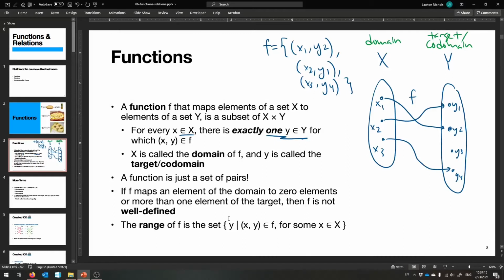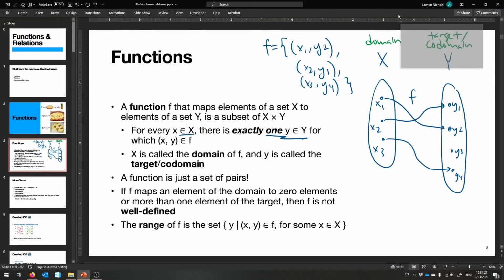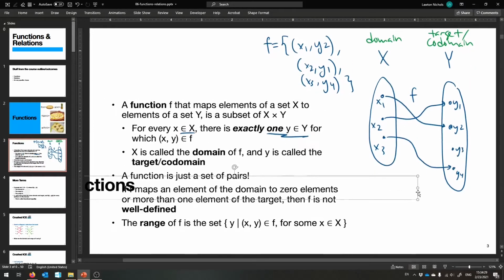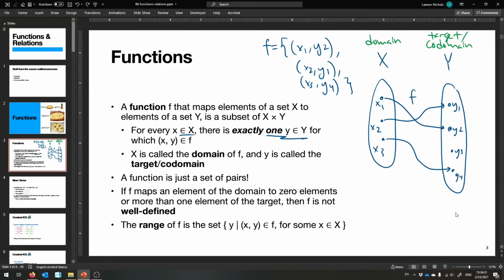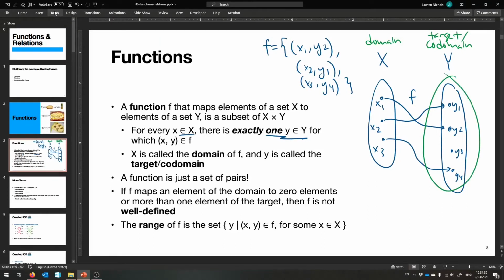All right. So the range of f is the set of all y's that are mapped to. So notice that the range is different from the target, the codomain. Y is the whole set, y1, y2, y3, and y4. This is the whole set y. But notice that the function isn't mapping x's to every element of y. There's not enough. So that's our third term, our last term that you might have heard of before.